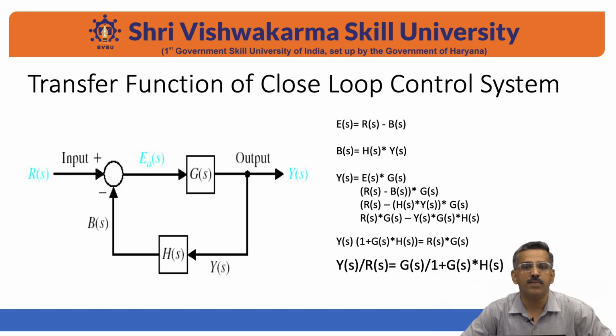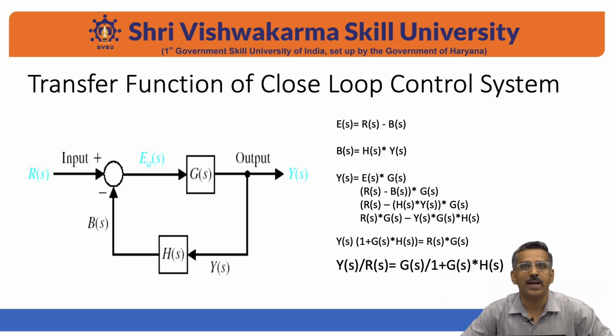In this system, after the error detector, the output is E(s), and this E(s) will be equal to R(s) minus B(s), where B(s) is the output of feedback process. This B(s) will be equal to the multiplication of H(s) into the Y(s). As we see H(s) as an open loop control system, in this case the transfer function of this feedback process will be H(s) is equal to B(s) divided by Y(s). So, B(s) will become H(s) into Y(s).